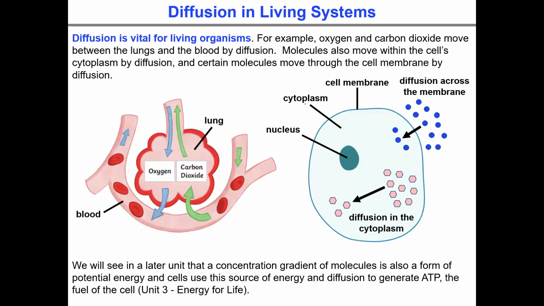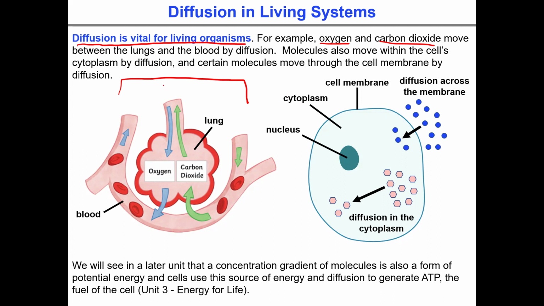Now, why is this important? Why do we need to know this? And how does this apply to living organisms? Well, diffusion is going to be incredibly important when it comes to living organisms, specifically for oxygen and carbon dioxide. So if we take a look over here, I have an example of a lung, and we have an alveoli, which is going to be these little air sacs that are going to expand with oxygen, and then you can expand them again and exhale with carbon dioxide.